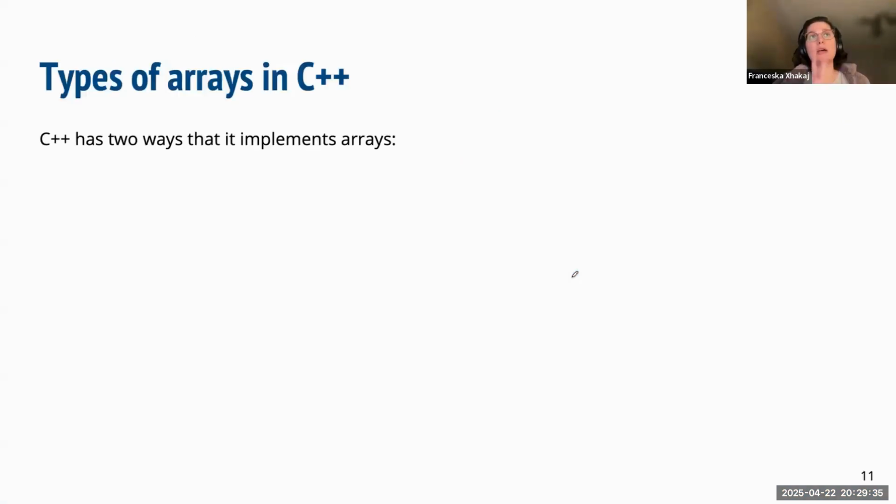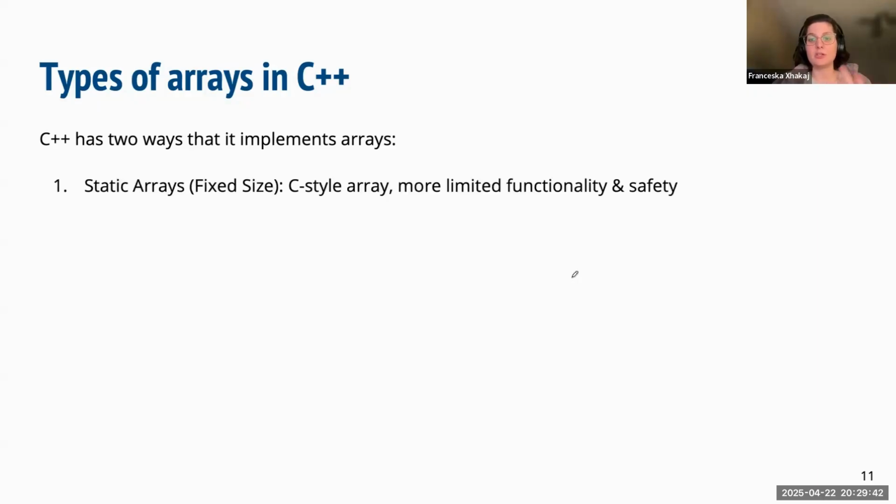There are two ways that we implement arrays in C++. The first one is called static arrays, or fixed size arrays. These are very similar to arrays that you see in the C programming language. They are much more limited in their functionality. They have some quirks, we're going to see examples of that today, and they don't tend to be super safe, but they are very similar to the C-style arrays.